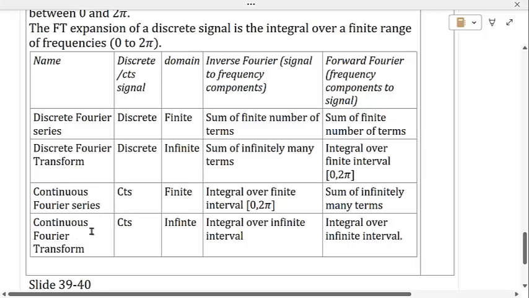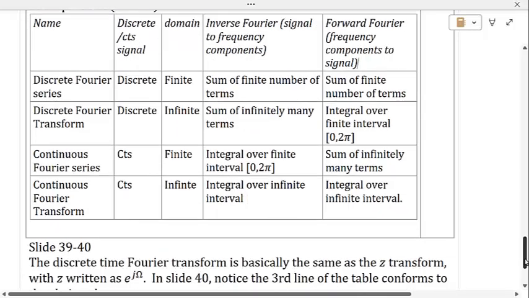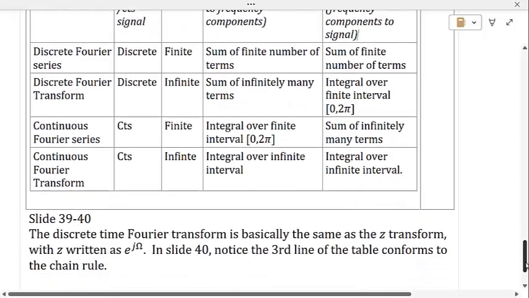On the other hand, for the continuous Fourier transform, this signal is continuous and the domain is infinite, so you have an infinite integral to get the frequency components, and then to recover the signal you also have an infinite integral. So it's good to keep these in mind. I think he has an entire lecture on the relationship between these four.